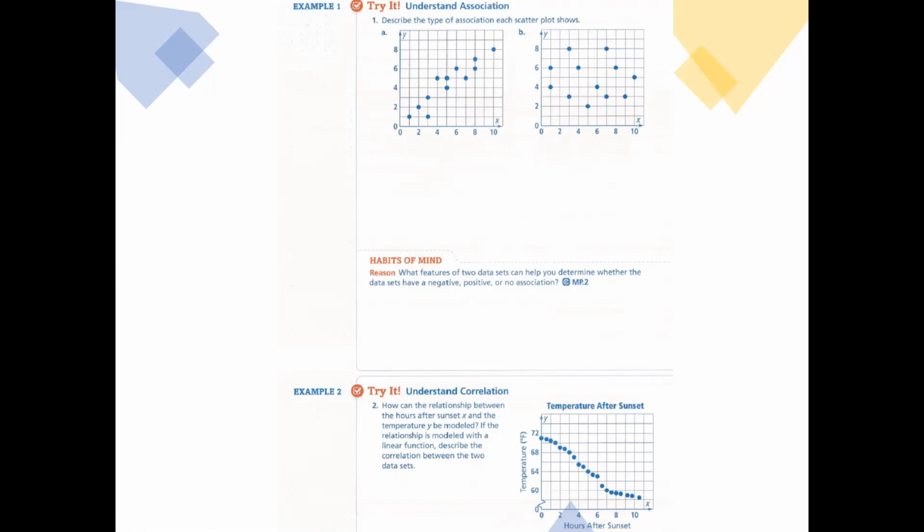All right, let's take a look at the next question here. It says, describe the type of association of each scatter plot shown. If I could go ahead and draw a straight line like this, I know it's a positive slope, so therefore it is a positive correlation.